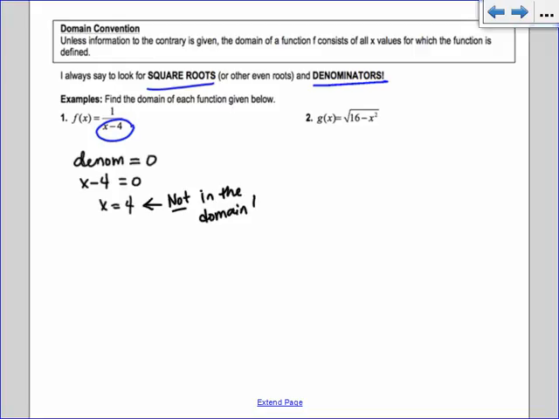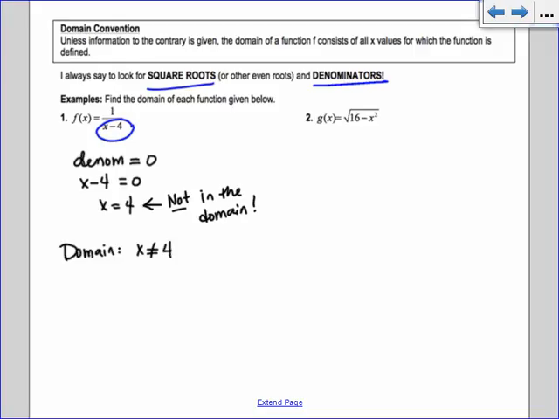Are there any other things that aren't in the domain? If I was doing a t-table, can I plug in everything else and get a number out? Yeah, every other thing we do with the t-table, we're going to get some kind of output, right? I could plug in 5 billion and I would get a number out. So 4 is the only thing that gives me undefined. So my domain is everything except for 4. I'm going to write it as x is not equal to 4.